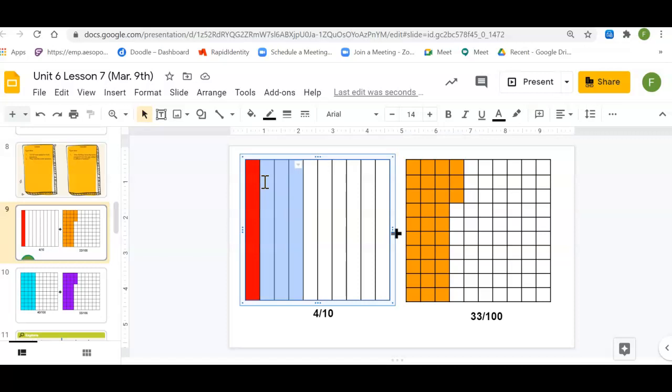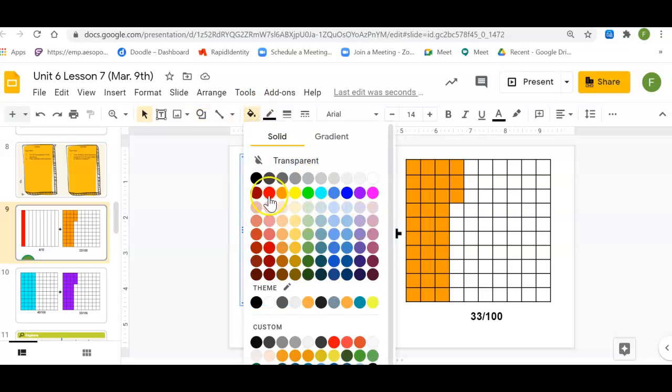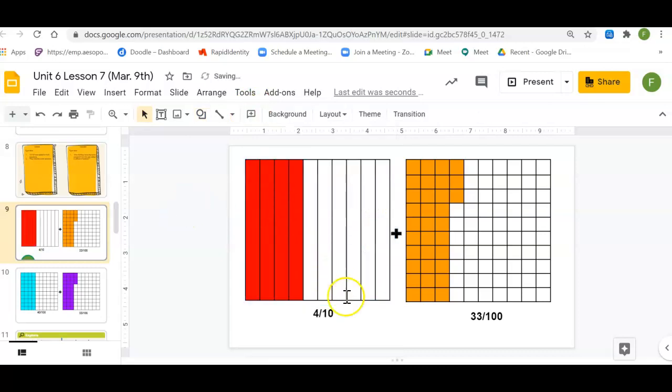Let me go ahead and make sure I get the rest of these in. And we'll go to the paint bucket. Okay, so we've got 4/10 shaded in here. And on the hundredths grid, we've got 33 shaded in there. So if we were to combine these, if I was to take these 4/10 and put them over here, you'd be able to count 7 of the tenths filled in, which would be 70, and you'd see 3 of the units filled in.